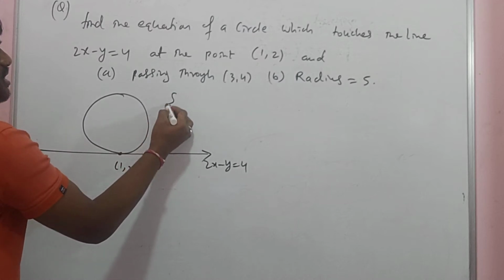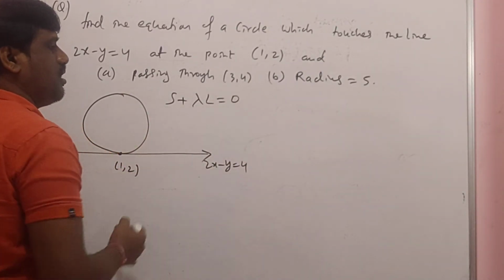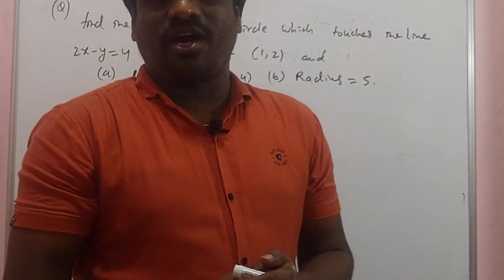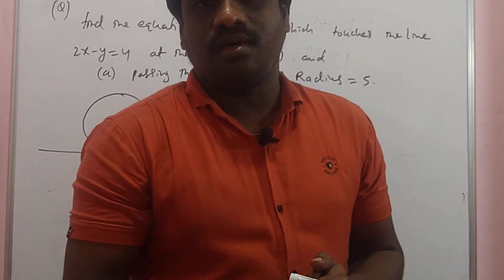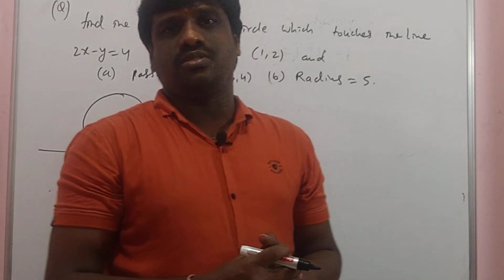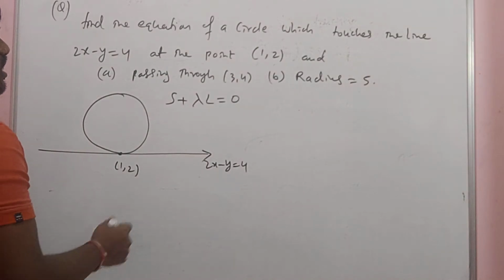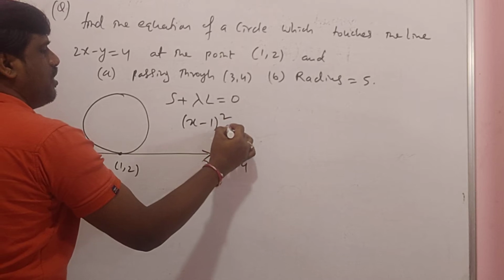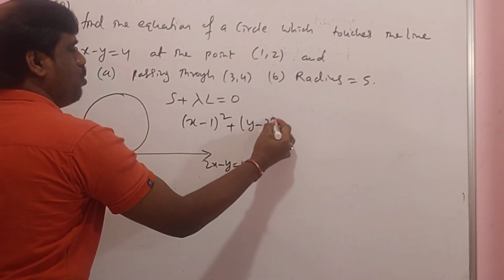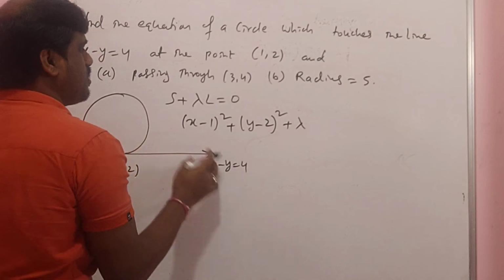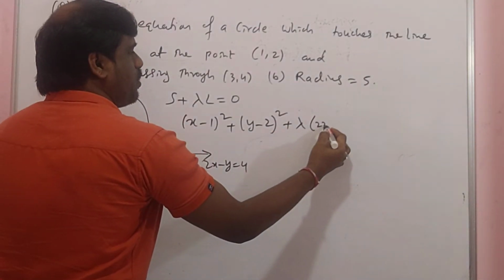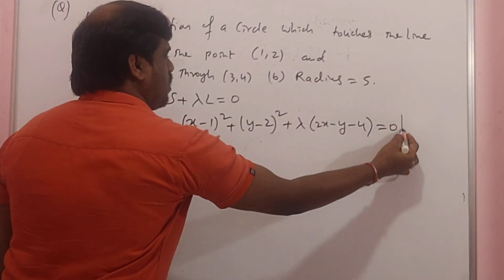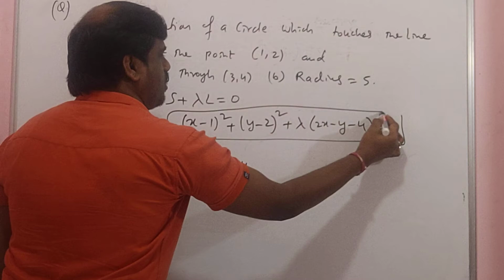We know that S plus lambda times L is equal to 0. What is S here? I just gave the formula: the point circle (x minus x1) whole square plus (y minus y1) whole square is equal to 0. So here S is (x minus 1) whole square plus (y minus 2) whole square, plus lambda times L. What is L here? L is 2x minus y minus 4 is equal to 0. This is the required circle using the family of circles.